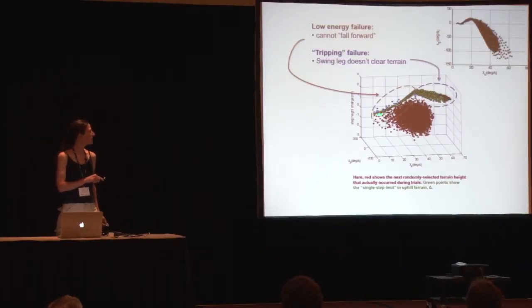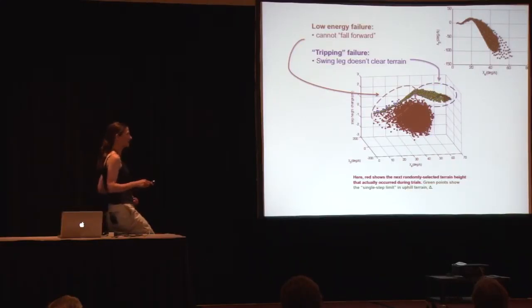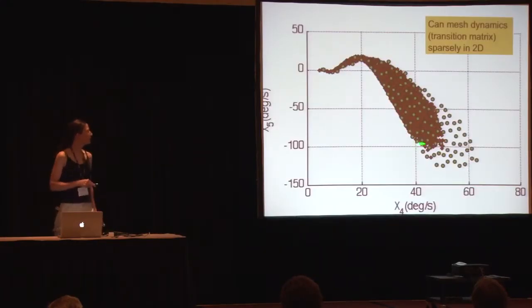So this shows where trip failures happen due to not having enough energy, low energy, close to zero velocity for both states. And this is where I trip. Basically, my leg just doesn't get up high enough to clear the terrain. So with only about 100 points or so, I can actually mesh the state space just running a Monte Carlo trial, seeing where I ended up and using the states that I observed to build my mesh.